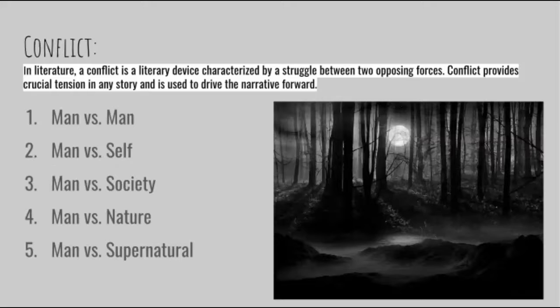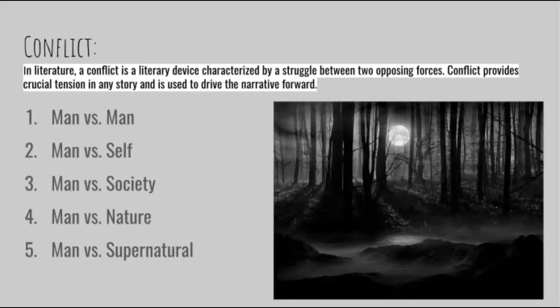Okay, we're going to start with conflict. In literature, a conflict is a literary device characterized by a struggle between two opposing forces. So essentially, what we're going to be looking for is some kind of tension or some kind of opposing force that our main characters are experiencing in the literature that we read and also in the films that we're watching. And there's 5 different types of conflict that we are going to be on the lookout for.